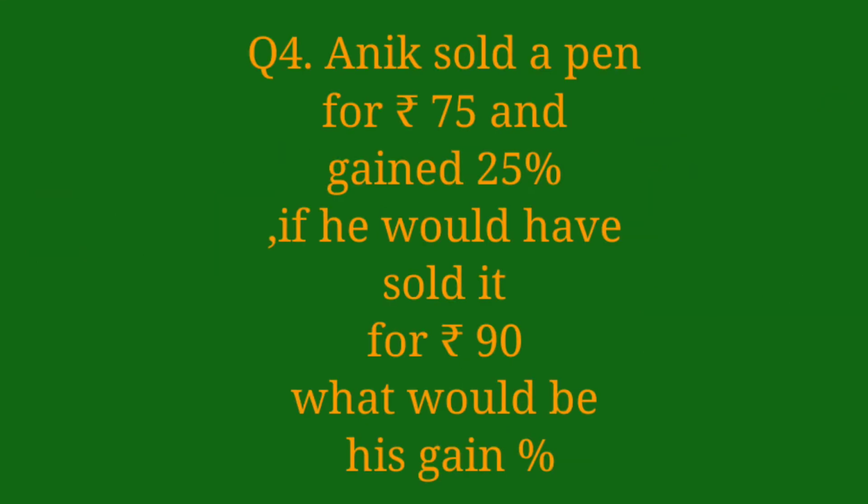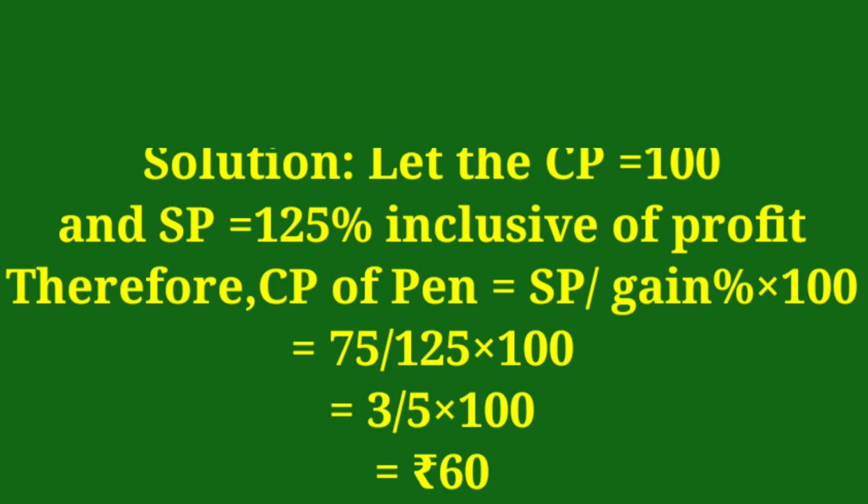Question number 4. Onyx sold a pen for rupees 75 and gained 25%. If he would have sold it for rupees 90, what would be his gain percent? Here you have to observe the transaction very carefully. He sold the pen for rupees 75 and gained 25%. That means he made a profit, but he wanted to make more profit by selling for 90 rupees. So what will be the gain percent? So here is the solution.